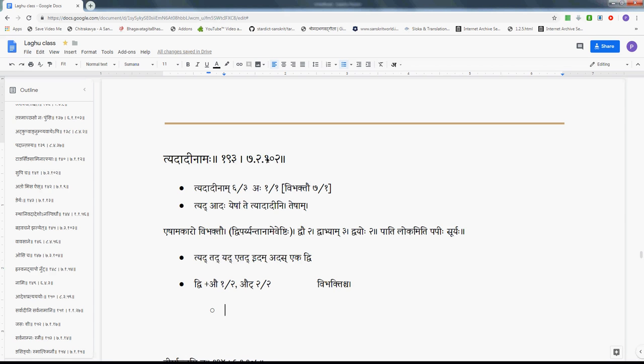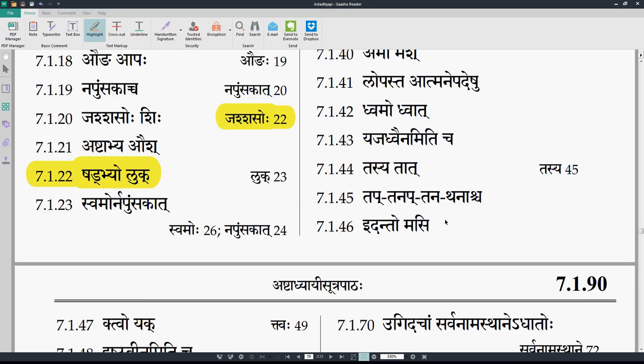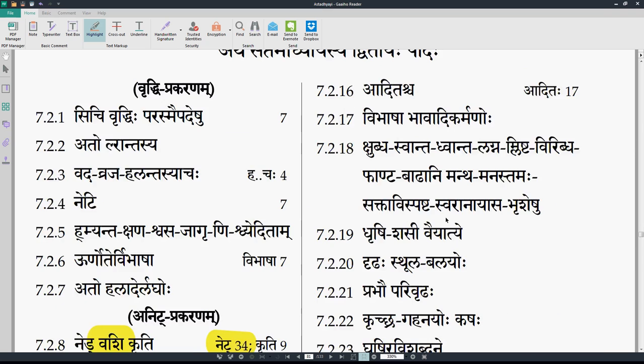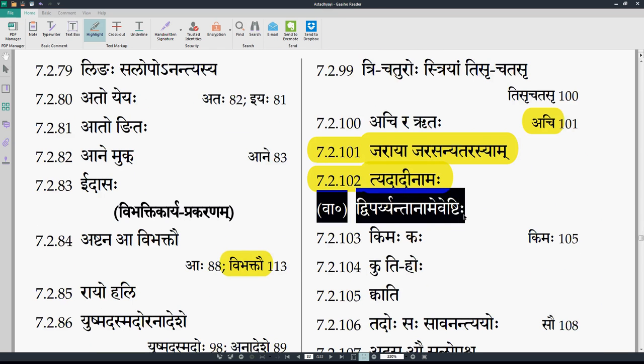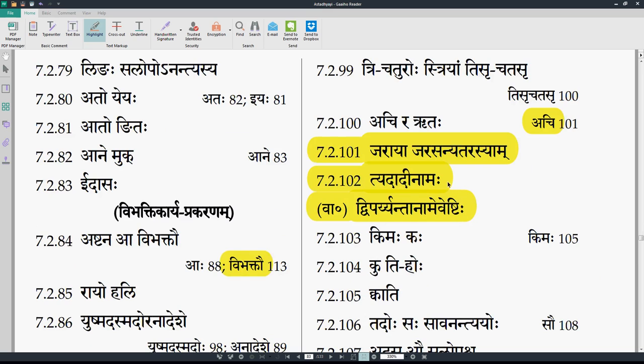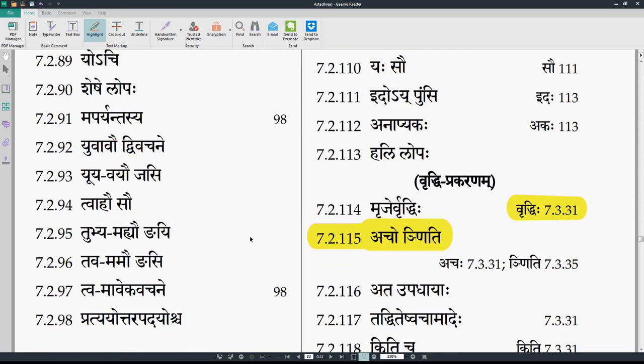7.2.102. If you look at this sutra, tyadadinam aha, and the varttika is dviparyantanam eva ishtihi. What is the anuvrutti? Here you have the anuvrutti of vibhaktau. It goes till 113. So you have vibhakti anuvrutti. Anything else? We don't see anything else here. Immediate vicinity, you don't have anything. So we'll mark it as vibhakti.